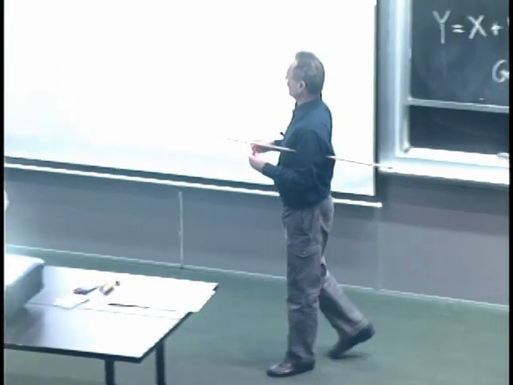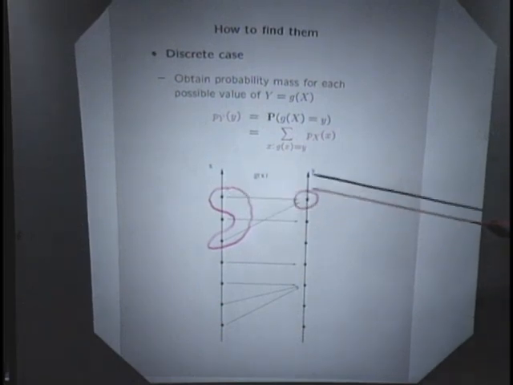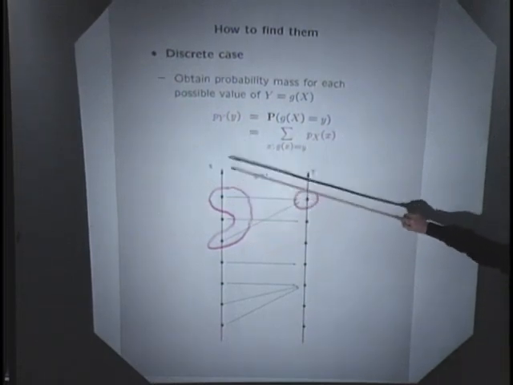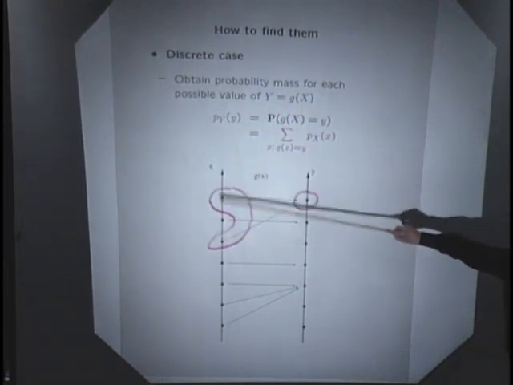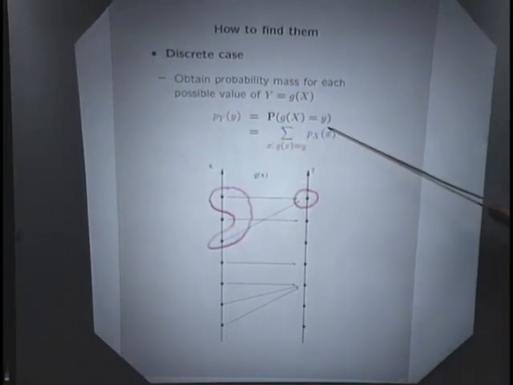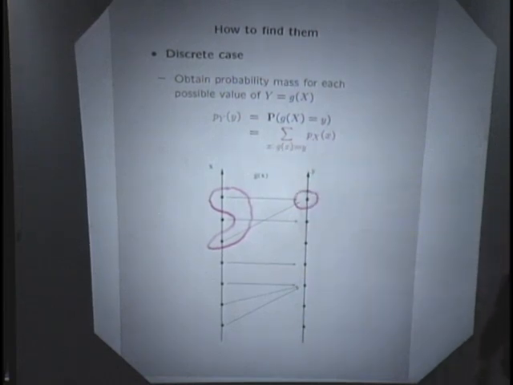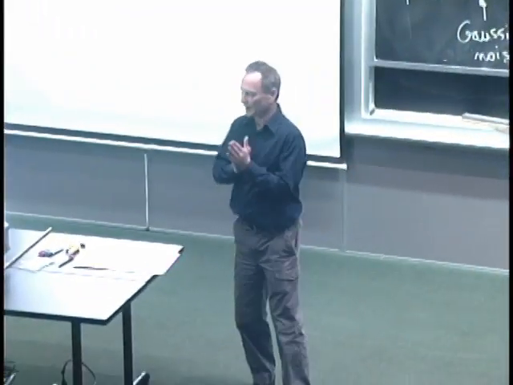These two events are identical. x falls in this set if and only if y falls in that set. Therefore, the probability of y falling in that set is the probability of x falling in that set. The probability of x falling in that set is just the sum of the individual probabilities of the x's in this set. So we just add the probabilities of the different x's, where the summation is taken over all x's that lead to that particular value of y. Very good. So that's all there is in the discrete case. It's very nice and simple.